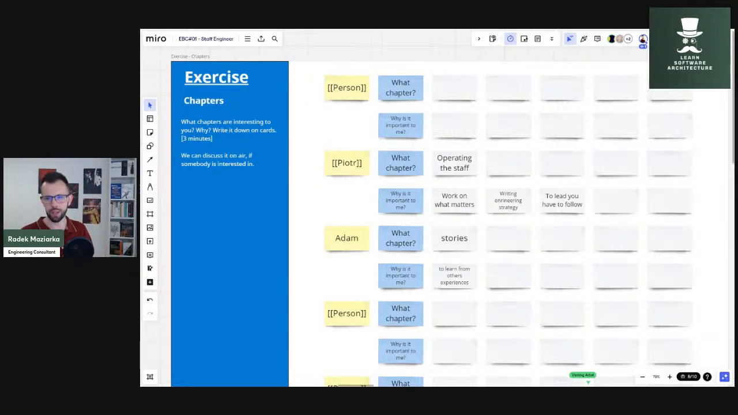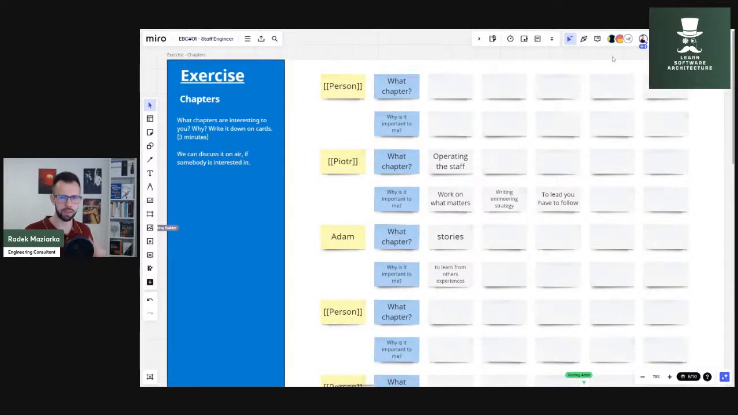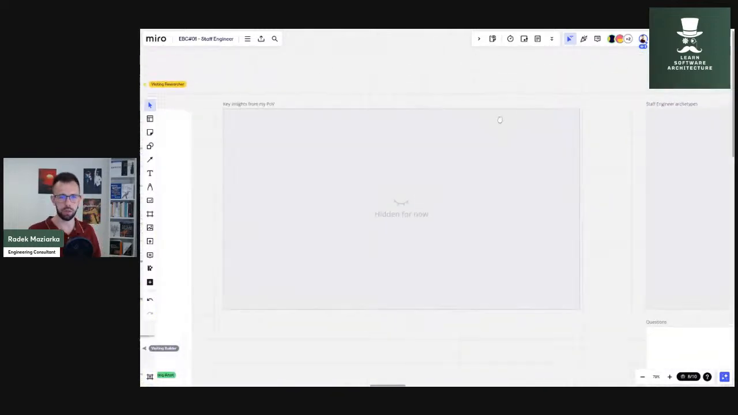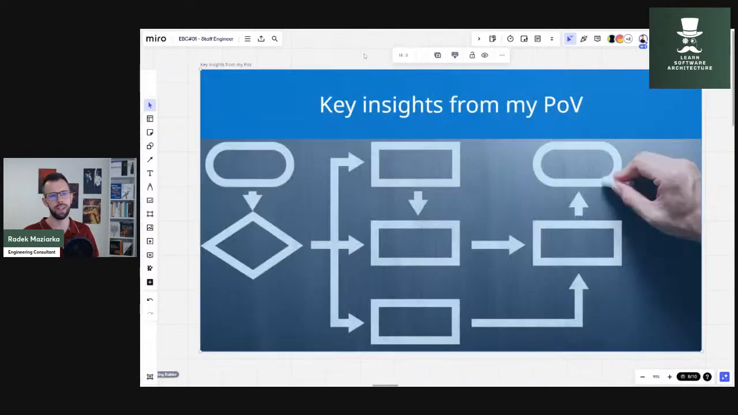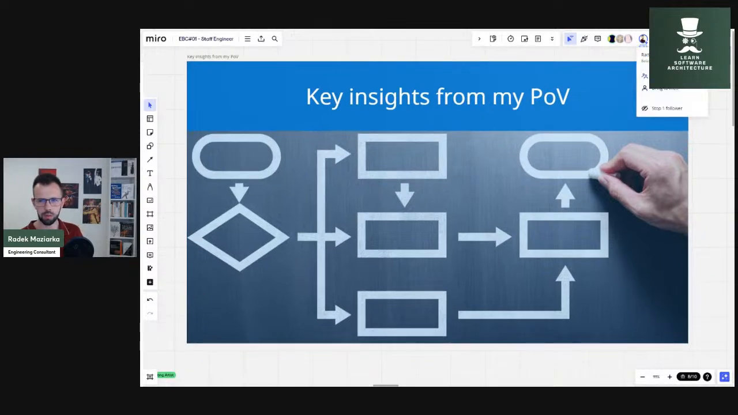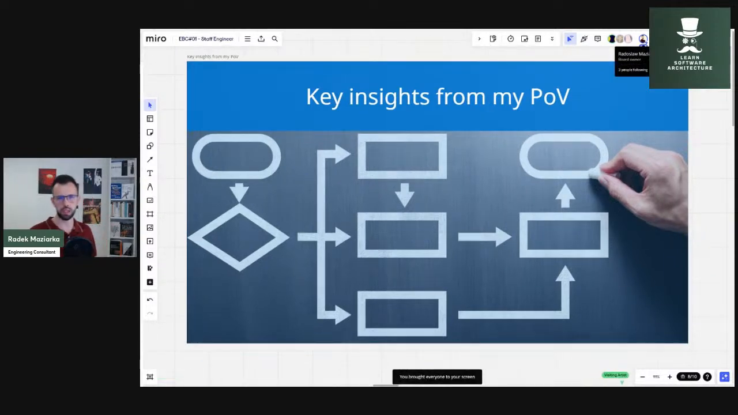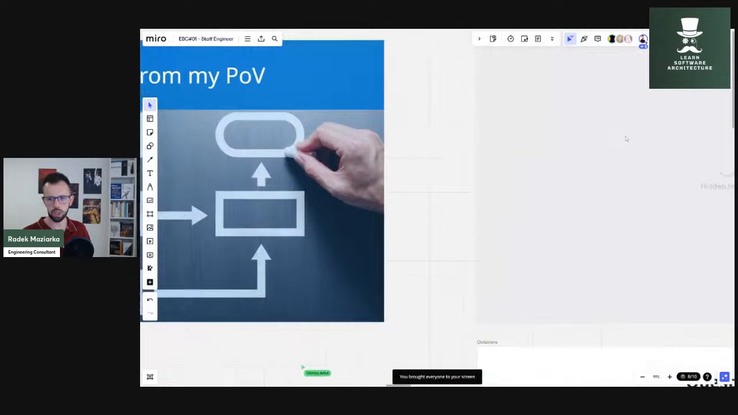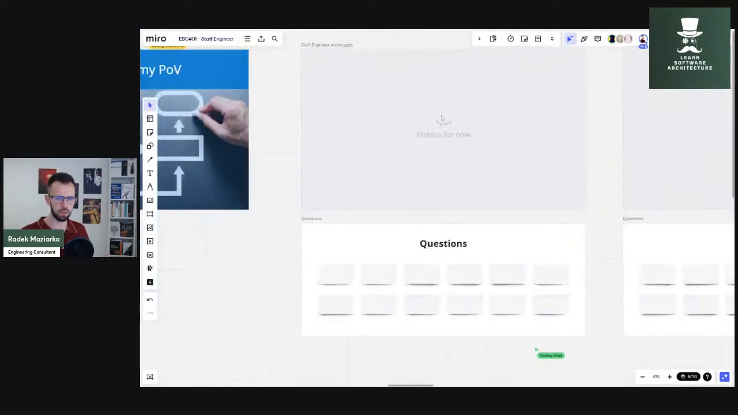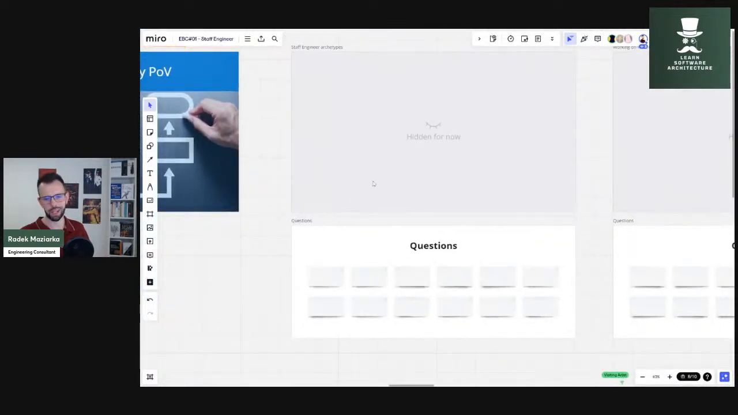Okay, so right now let's jump into my key takeaways from this book, and we can discuss these key insights during the presentation, and later on we'll have some summary. So there will be 6 key insights for me, and for each of these insights there is some part regarding asking questions. So if you want to ask questions about this specific insight, please write it down, and we're gonna discuss them at the end.